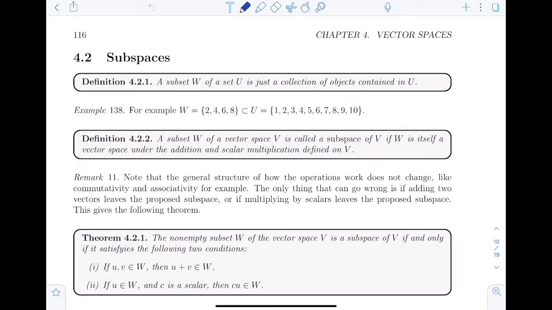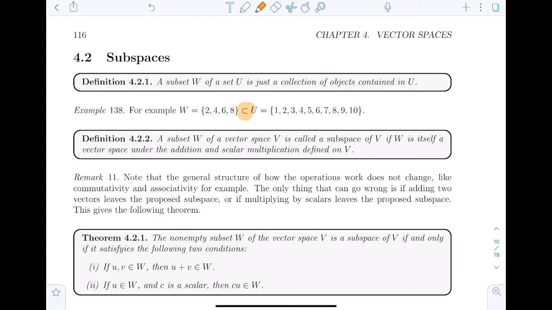Section 4.2 is relatively short, or at least what we are going to cover of it. And it goes something like this. A subset W of a set U is just a collection of objects that are contained in U. For example, if U is the numbers 1 through 10 and W is 2, 4, 6, 8, then W is a subset of U, and the notation is this little sideways U thing.